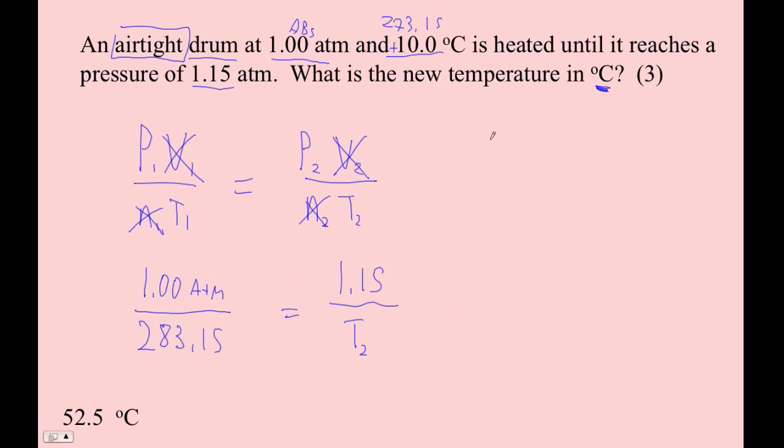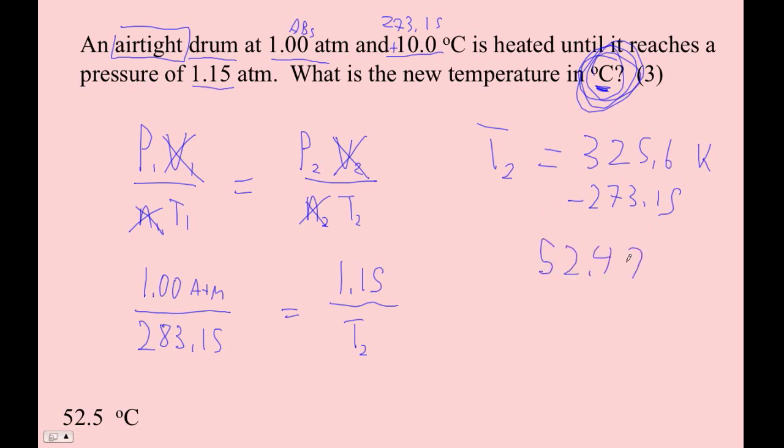And so the new temperature, T2, is 325.6. All right, that's kelvins, right? But it wants the temperature in degrees Celsius, right? So we got to go minus 273.15. Okay, and I get 52.47, right? And then we only have 3 sig figs, so I guess we'd say 52.5, right?